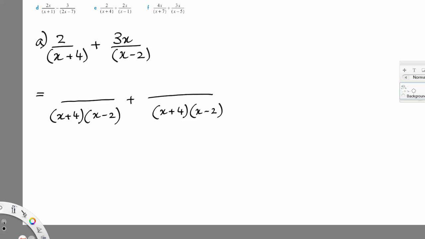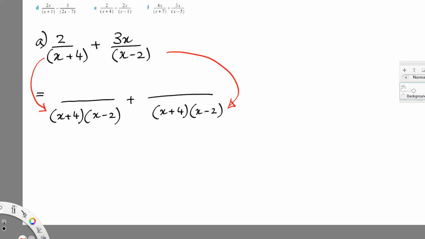Okay, now the next thing to do is to convert both of those fractions up the top there to have this denominator. So I've gone from x plus 4 to x plus 4 times x minus 2, and I've gone from x minus 2 to x plus 4 times x minus 2. So what have I done there? What's the operation that I've done to go from x plus 4 to x plus 4 x minus 2? Well, I've multiplied. I've multiplied by x minus 2. And so since that's happened to the denominator, that's what's got to happen to the numerator as well in order to keep that fraction the same.